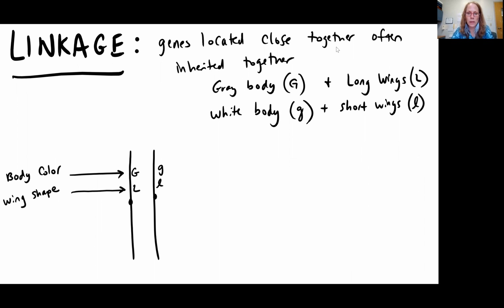In chromosomal linkage, you have genes that are located so closely together on a chromosome that they are usually just inherited together. So this is where you're going to see, if you have a gray body, again, we're talking about fruit flies, if you have a gray body, then you typically have long wings. If you have a white body, then you typically see that inherited with short wings. So the key thing that we see with linkage is you get a pattern where the offspring typically look like the parents.